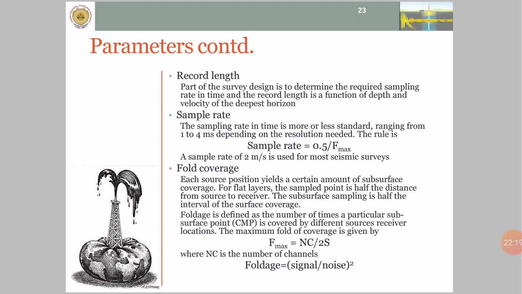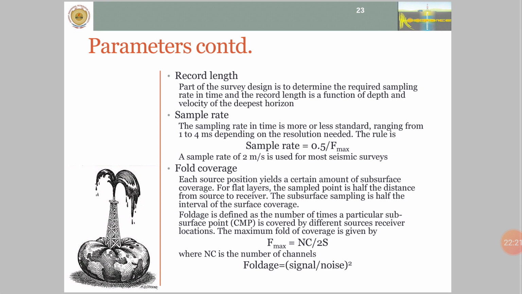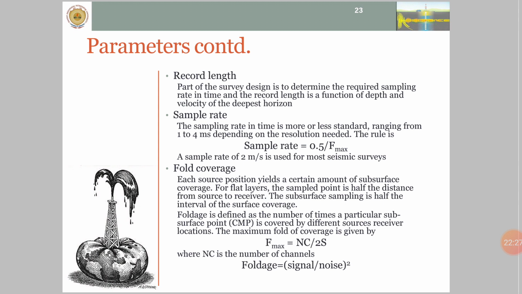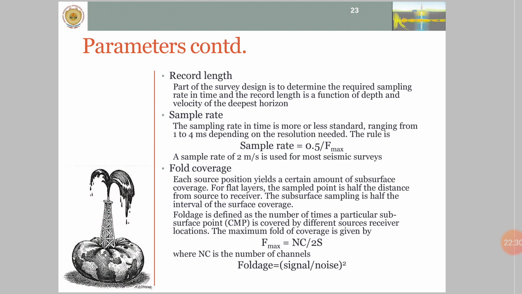Record length. Part of the survey design is to determine the required sampling rate in time, and record length is a function of depth and velocity of the deepest horizon. Sample rate. The sampling rate in time is more or less standard, ranging from 1 to 4 milliseconds.